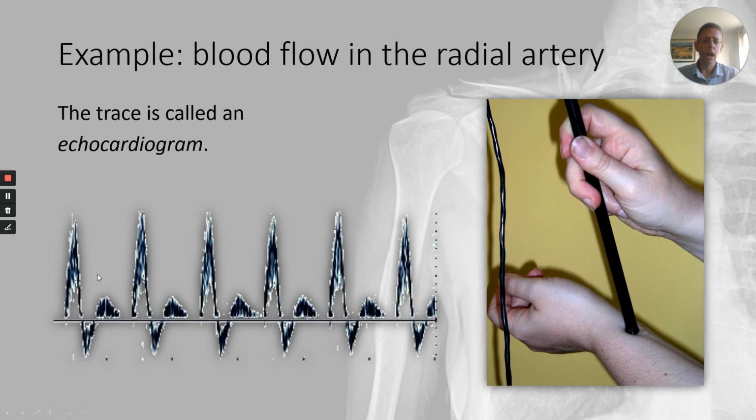So this uniformity represents a healthy trace from a healthy patient. The line represents a zero frequency shift. So above the line, we have blood traveling in one direction, and below the line, we have blood momentarily traveling backwards in the other direction between beats.